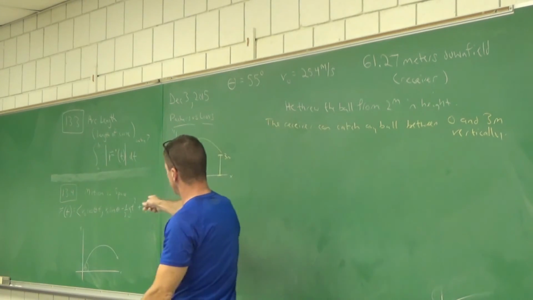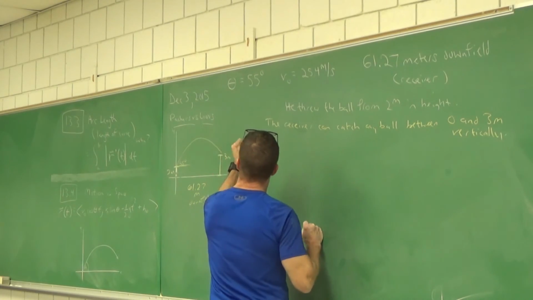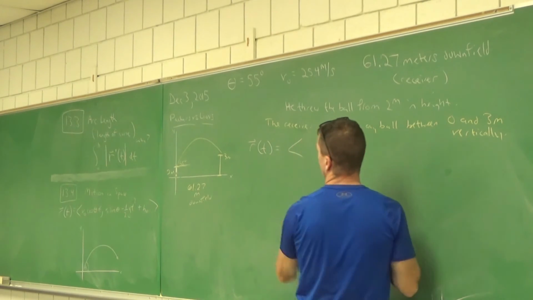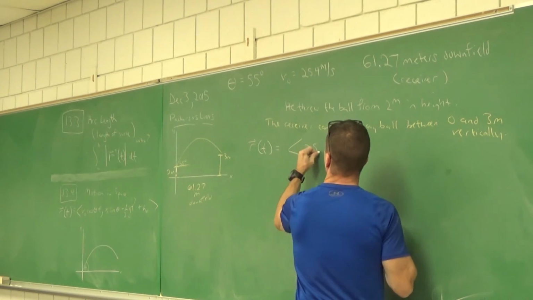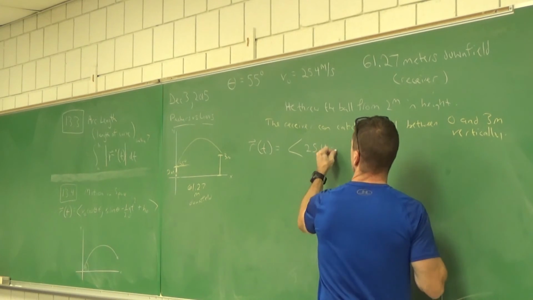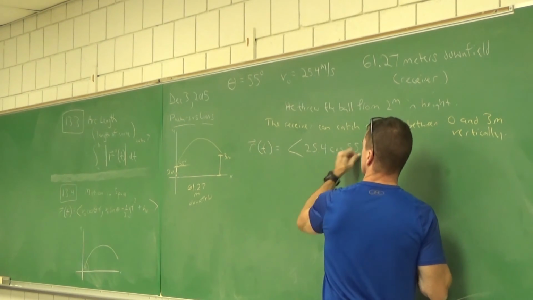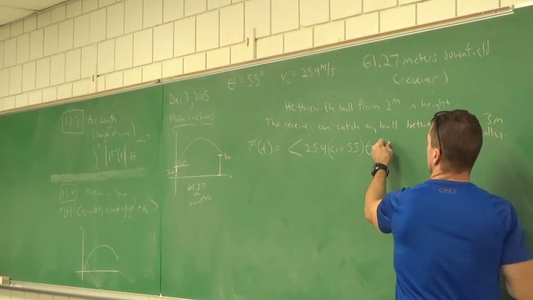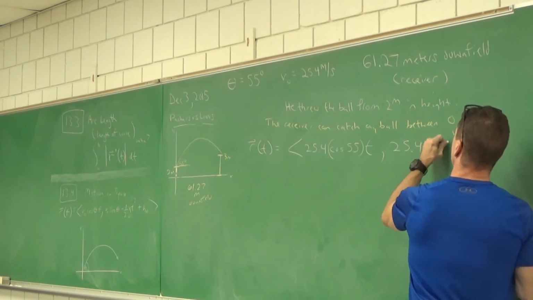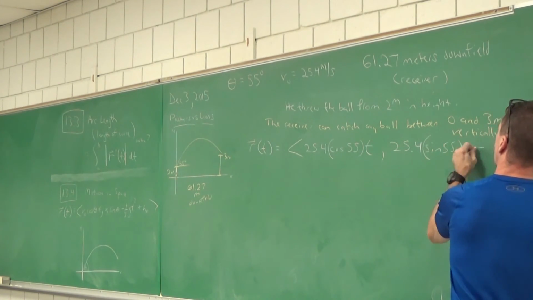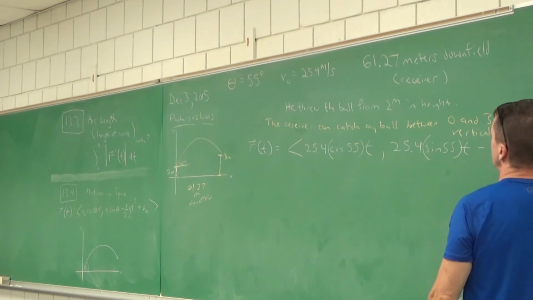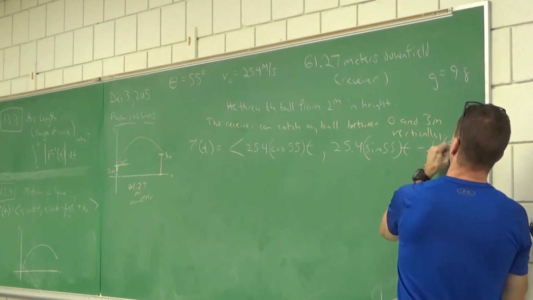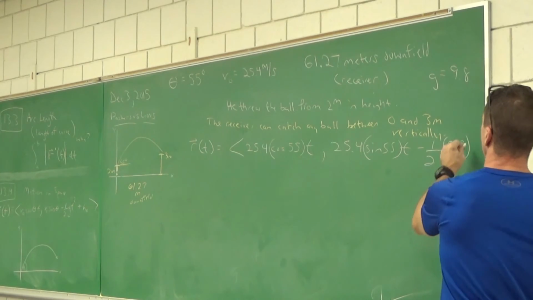So I'll start with this. Let me write it all out. Now let's describe this pattern. r of t. That's the X component. 25.4. You have to put the units. Cosine of 55 degrees times a variable t. What's the Y component? 25.4 sine of 55 t minus, what's 1/2 of, we're going to use 9.8 for g. So I'll put minus 1/2 9.8. Feel free to put 4.9. And then t squared.